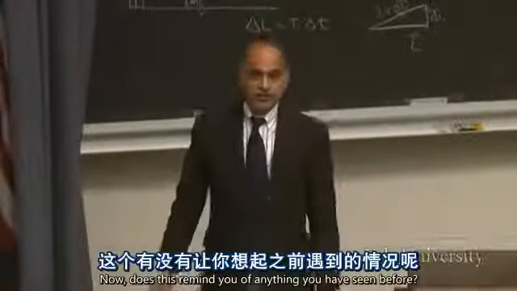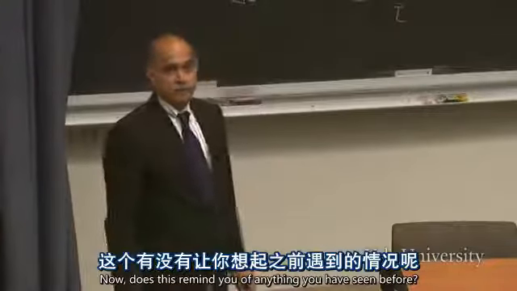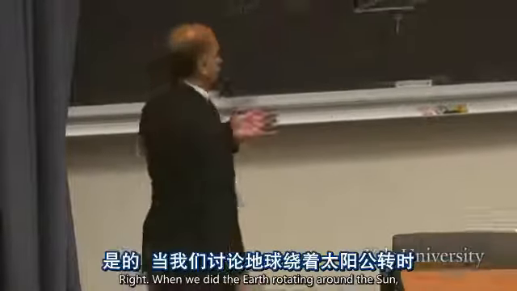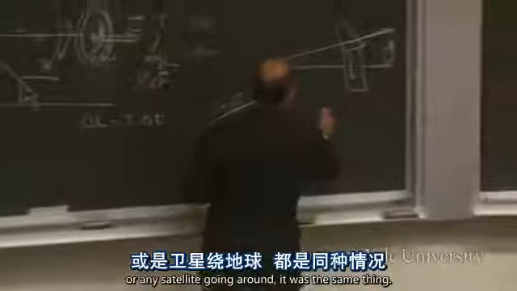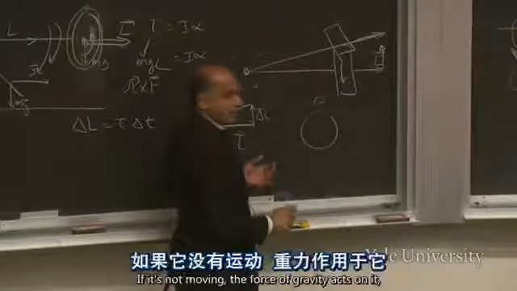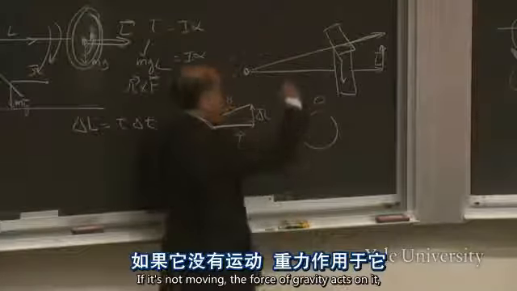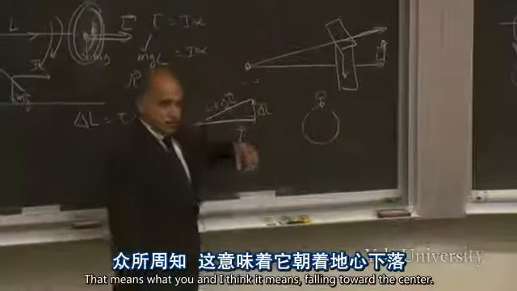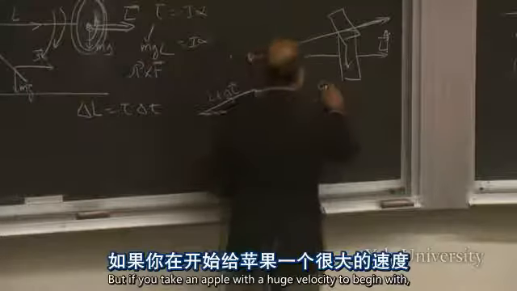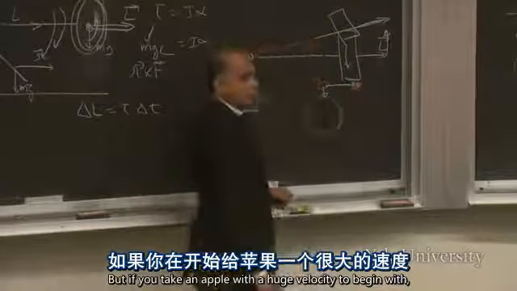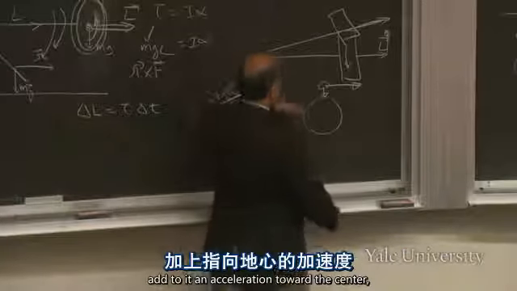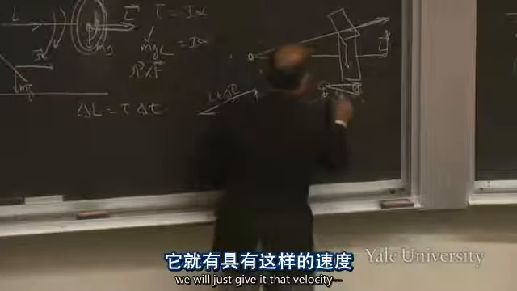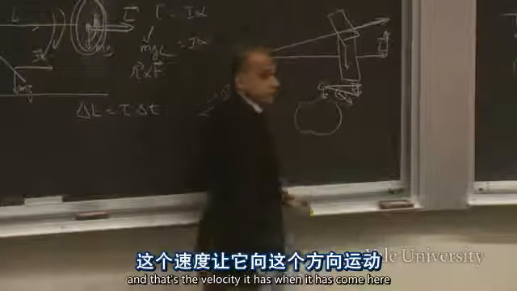Now, does this remind you of anything you've seen before? Yep. The Earth rotating around the sun. Right. When we did the Earth rotating around the sun or any satellite going around, it was the same thing. Here is an apple. If it's not moving, the force of gravity acts on it, causes an acceleration toward the center. That means what you and I think it means, falling toward the center. But if you take an apple with a huge velocity to begin with, add to it an acceleration toward the center, or a tiny increment of velocity in this direction, you just give it that velocity, and that's the velocity it has when it has come here.